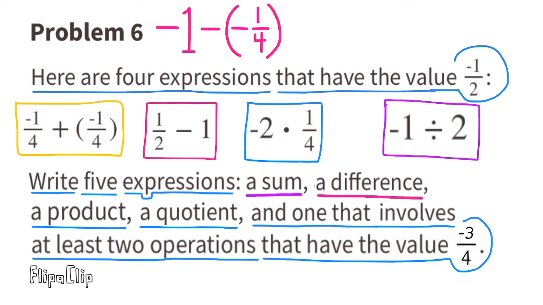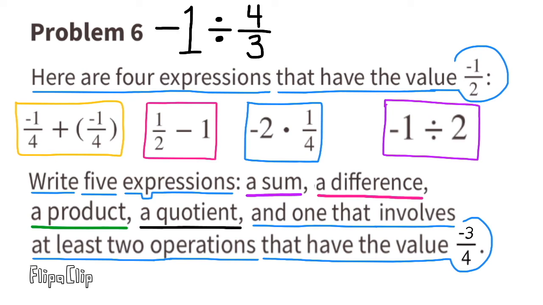Next, we'll use a multiplication symbol, -1 times 3/4, and that also gives us a value of -3/4. For the quotient, we'll use the division symbol, -1 divided by 4/3. That's the same as -1 times the reciprocal of 4/3, which also has the value of -3/4.